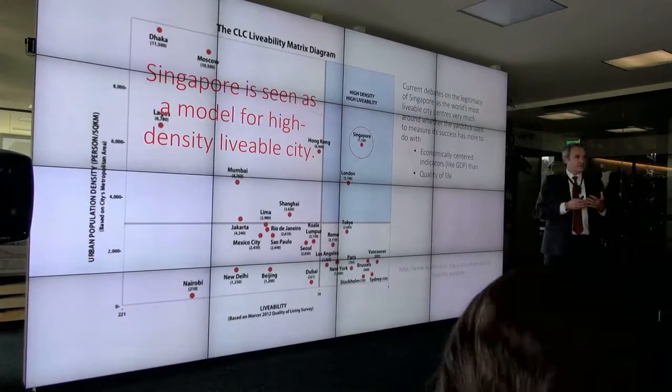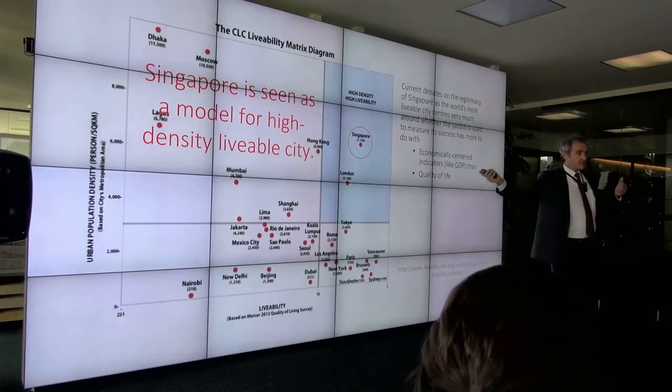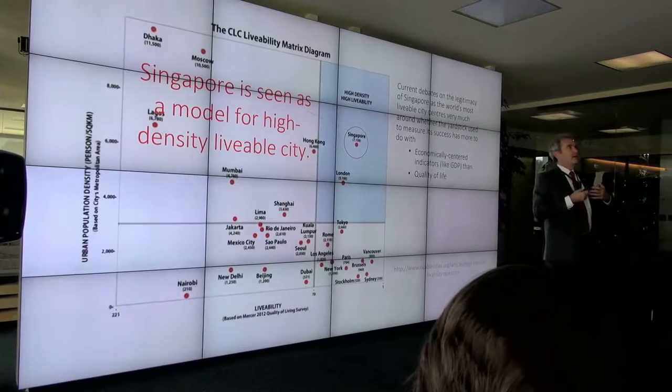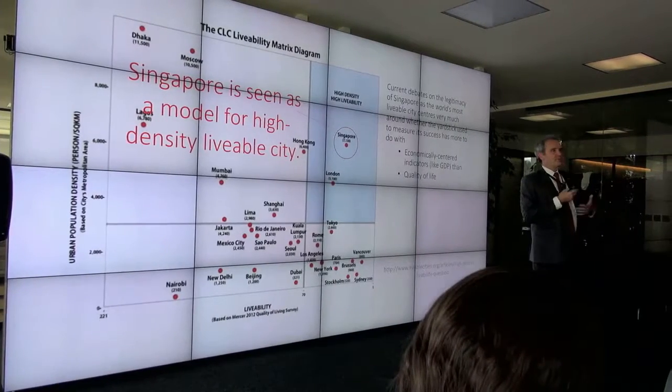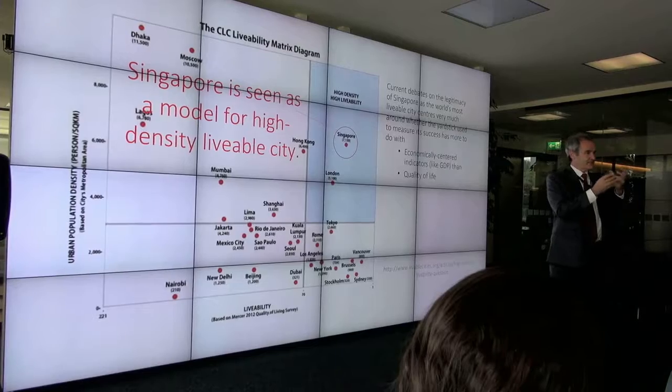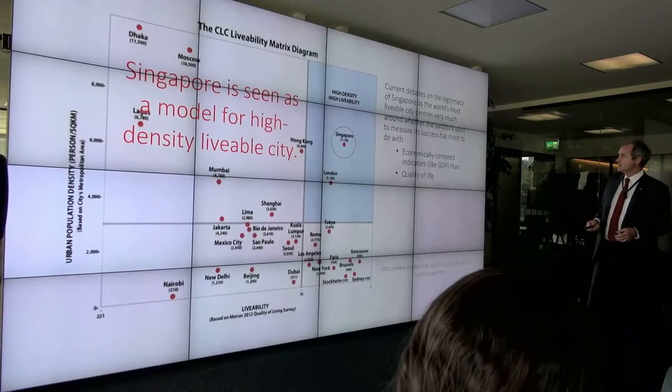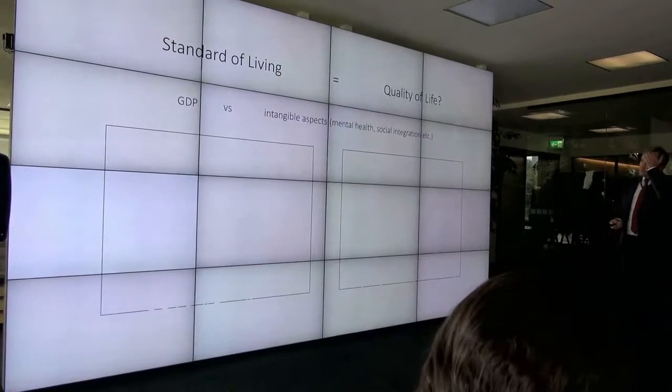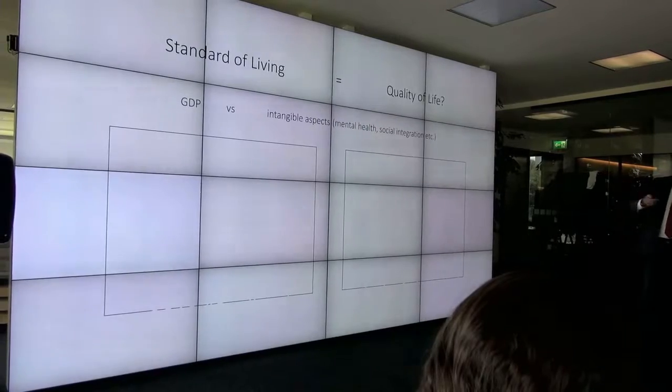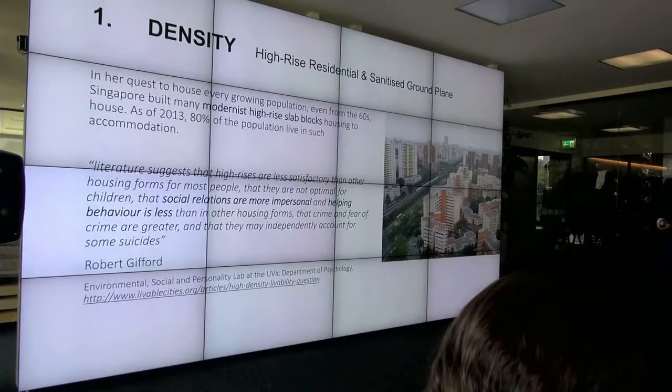Now, that of course is in strong contrast to the survey from Singapore we saw before, with the happiness or being satisfied of the people. So that's an interesting conflict we see here. And the standard of living equals quality of life. There you bring up this question.